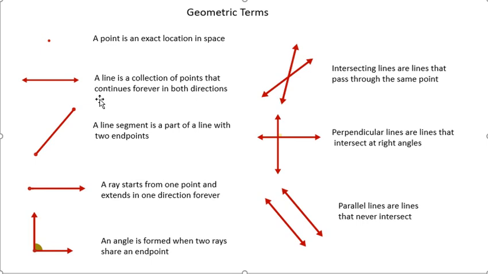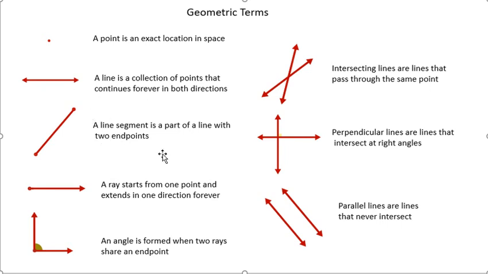So now, what is a line? A line is a collection of points that continues forever in both directions. Both directions means both opposite directions. It will go on endlessly in both directions. It will never end, right? So that is called a line.